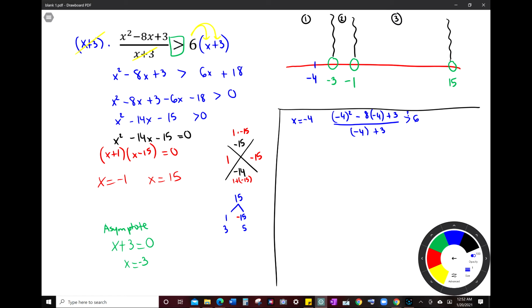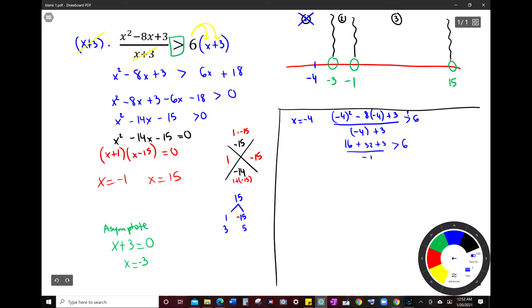So if we do the calculation, this will give you 16 plus 32 plus 3, and everything over 1, greater than 6. It seems like it doesn't work out because on top we will end up with a positive number, and it's divided by a negative number on the bottom, so that would turn into a negative value, and a negative value cannot be greater than 6, so this region doesn't work. Okay, so we cross it off.